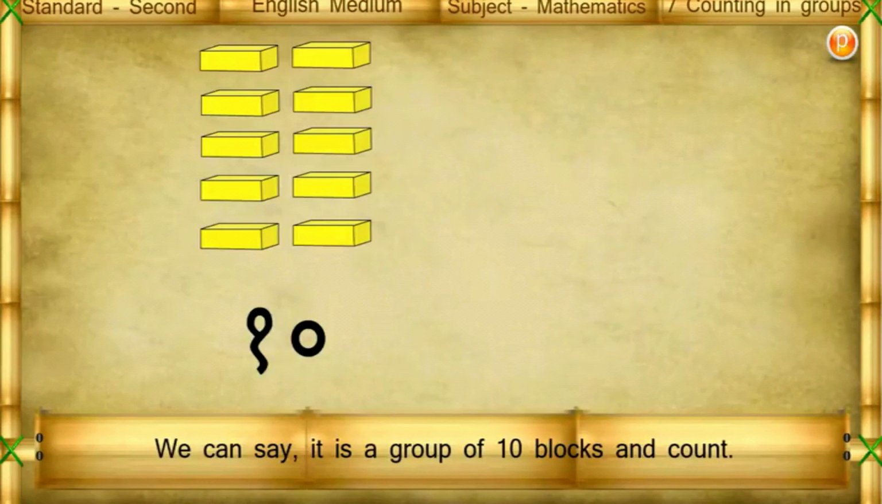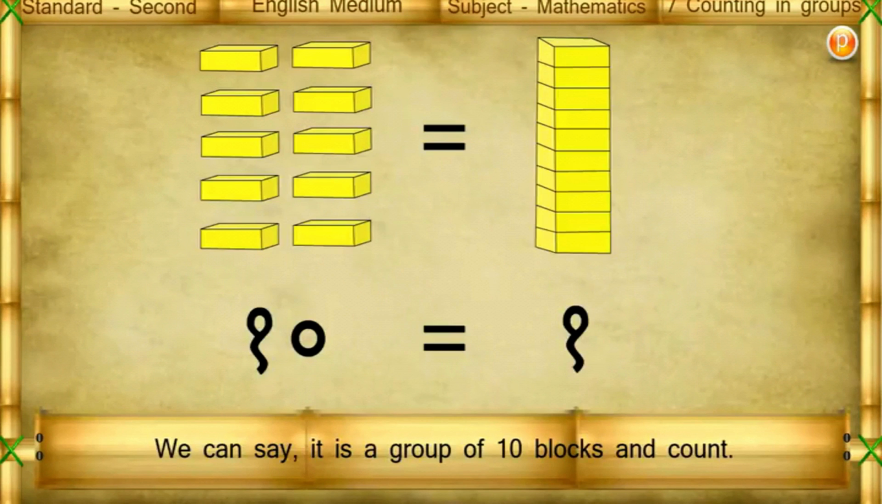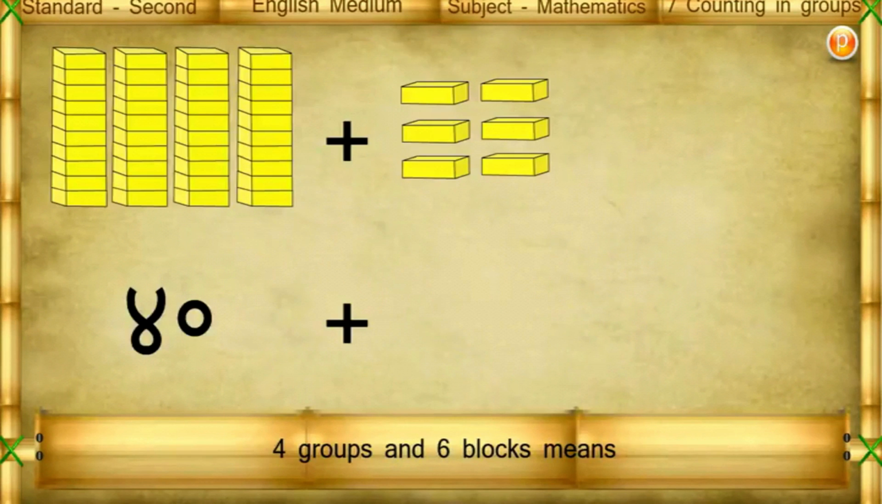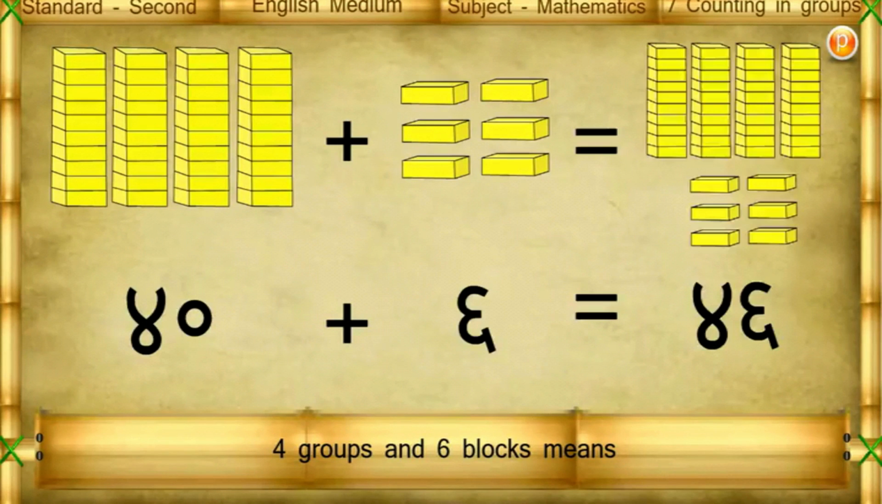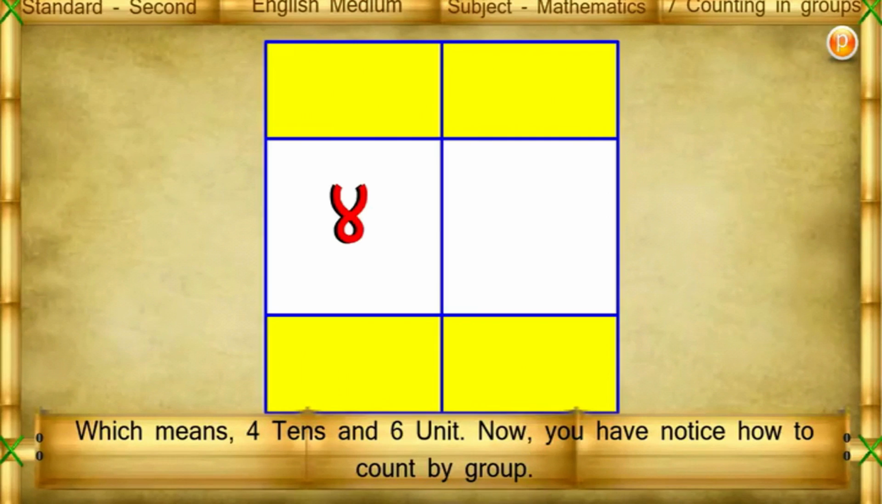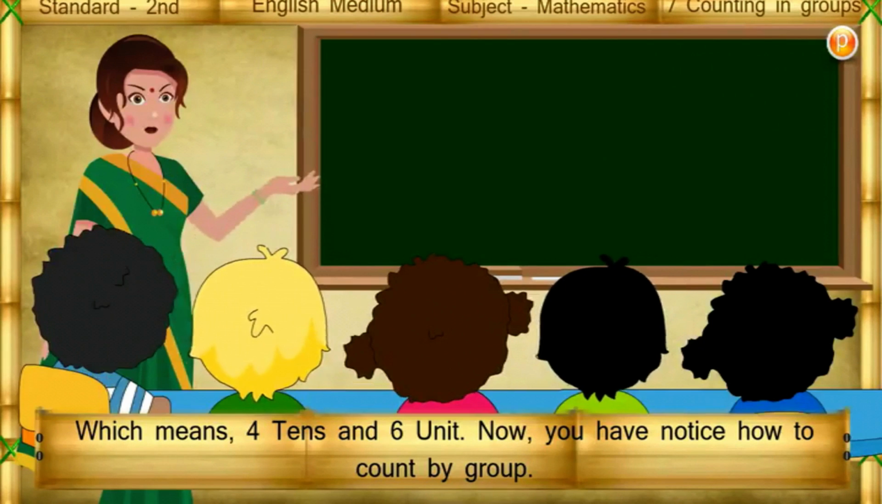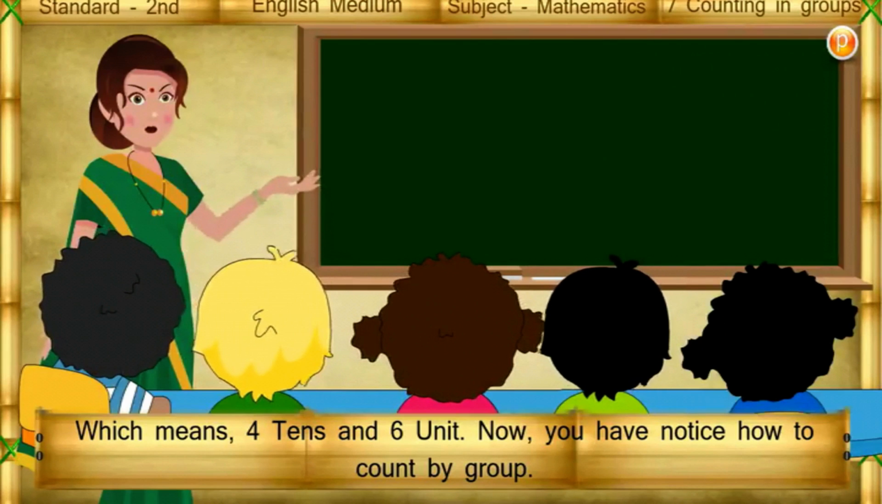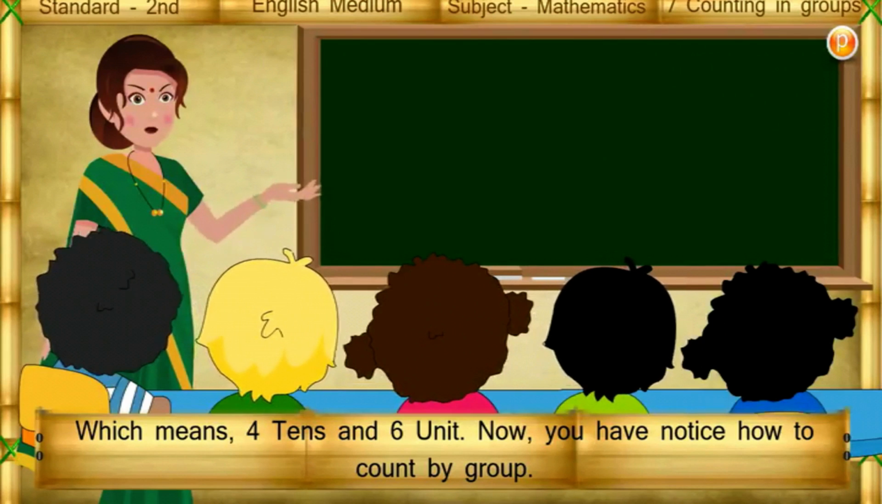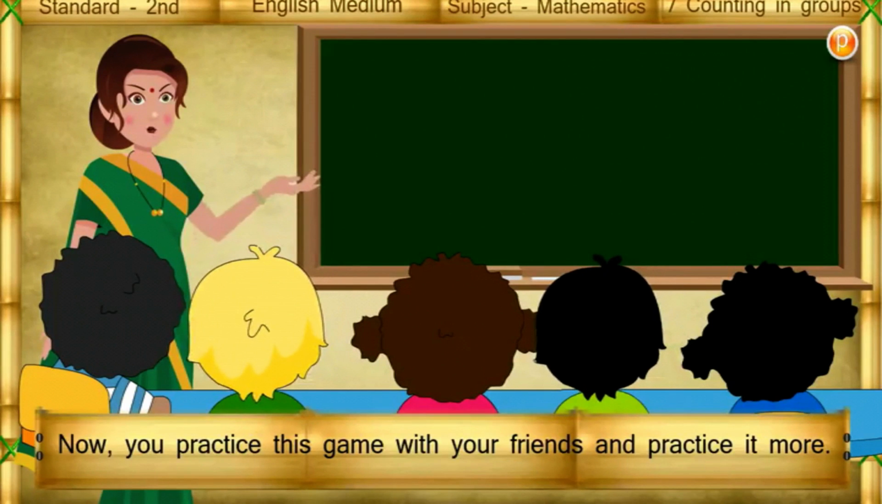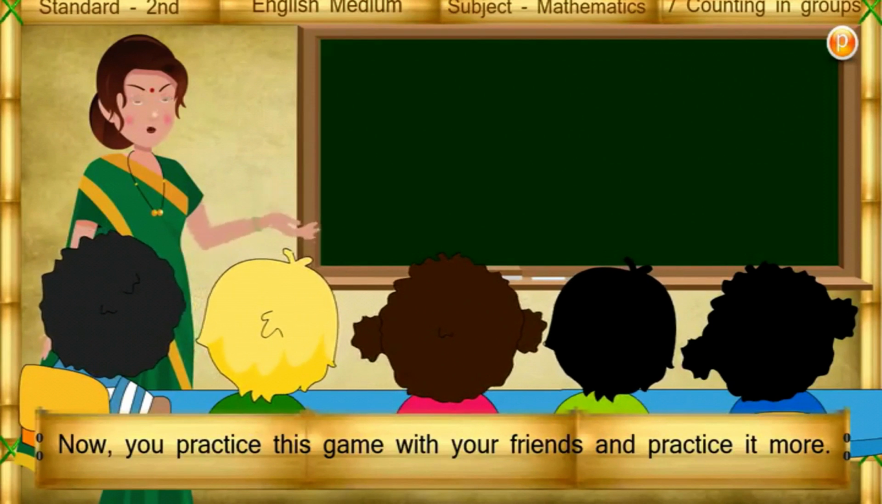We can say it is a group of 10 blocks and count. 4 groups and 6 blocks means 40 plus 6 is equal to 46, which means 4 tens and 6 units. Now, you have noticed how to count by group. Now you practice this game with your friends and practice it more.